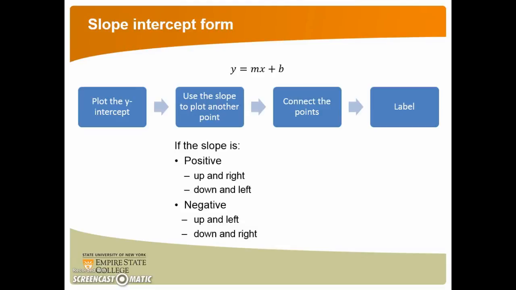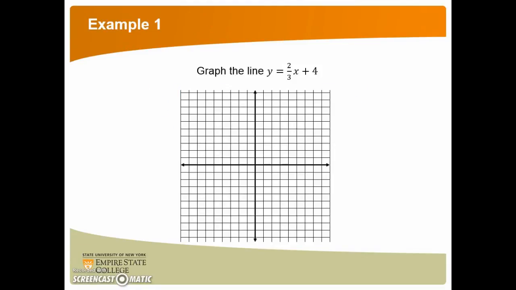Let's see some examples. Suppose we want to graph the line y = 2/3 x + 4. First, we need to plot the y-intercept. Looking at the equation, we see a plus 4 at the end. This means our y-intercept is positive 4. So we make a dot at positive 4 on the y vertical axis.